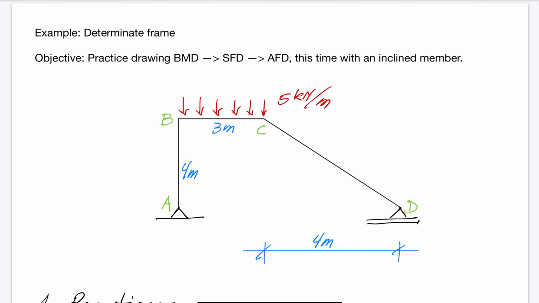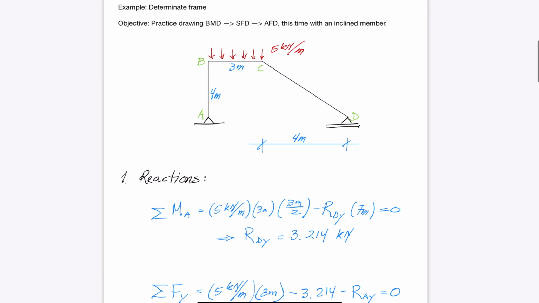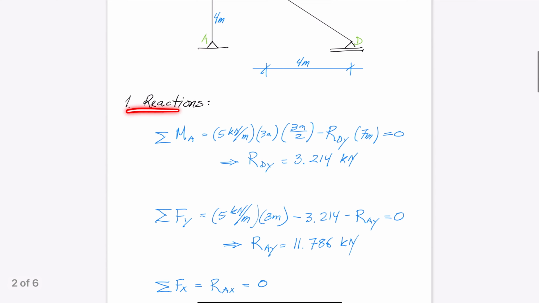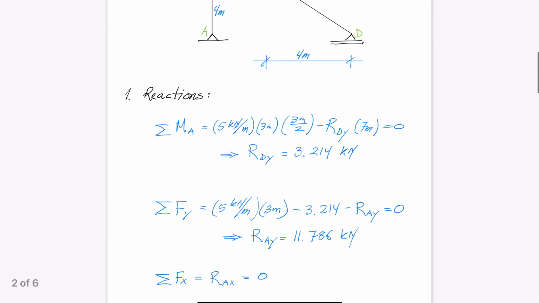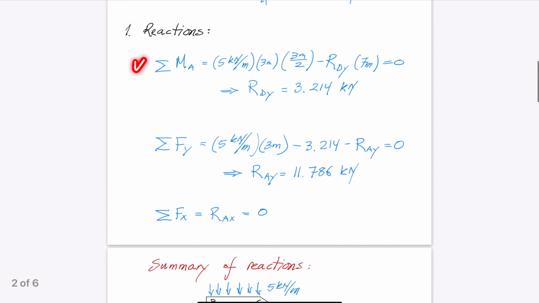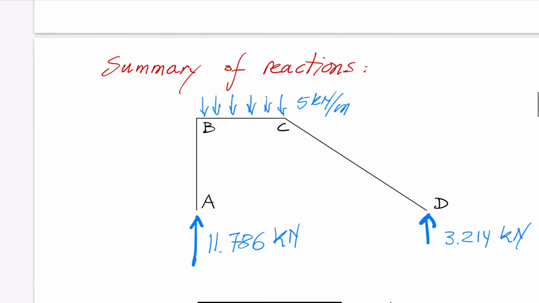Following the standard procedure for determinate structures, the reaction forces are first calculated. These are the three equilibrium equations at our disposal, leading to these reaction forces. Notice that the horizontal reaction force at the pin support at point A is 0 because there are no horizontal forces acting on the structure.